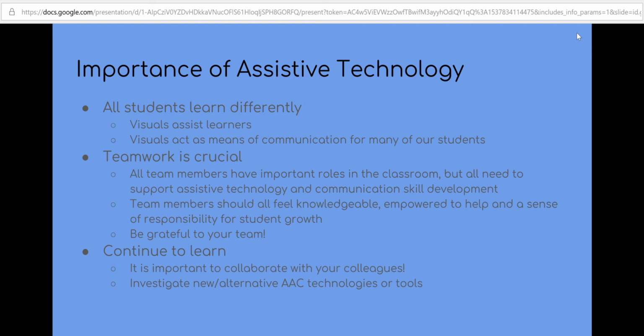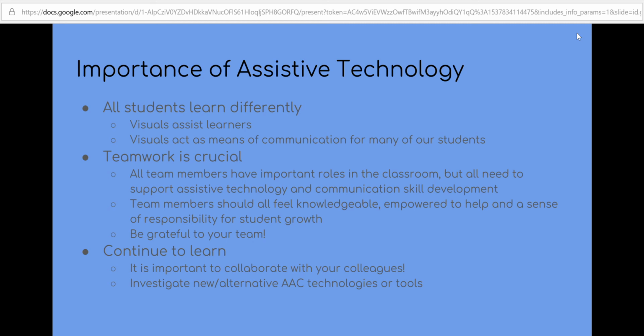And it is very important that we are very grateful for our team, because you are not there every day of the week, and you are not there for every milestone that a student may accomplish in terms of their communication skills. It is very important that you can build upon the strength of your team members and be respectful of their job duties and help them understand that they are helping a child communicate every single day.